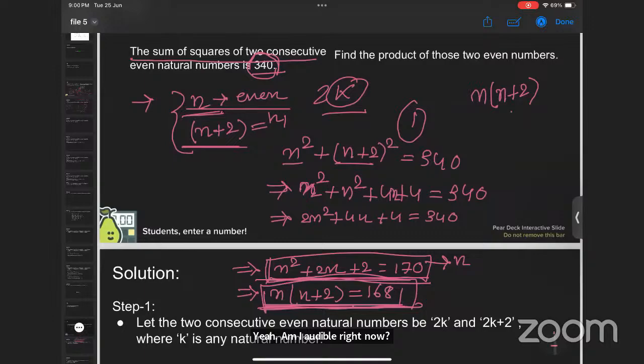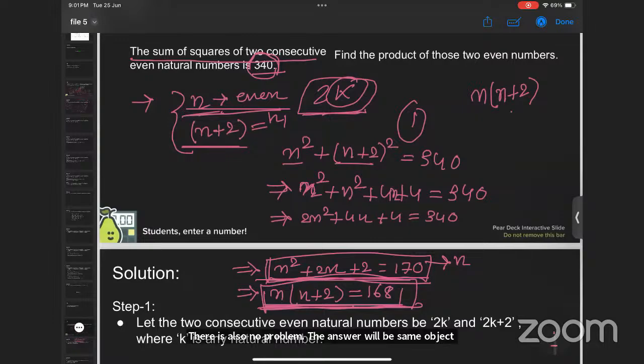Yeah, so it will work the same. Here we are taking n as an even natural number. If you take n as 2k, where k is any natural number, this is also fine. There is no problem. The answer will be the same, obviously.